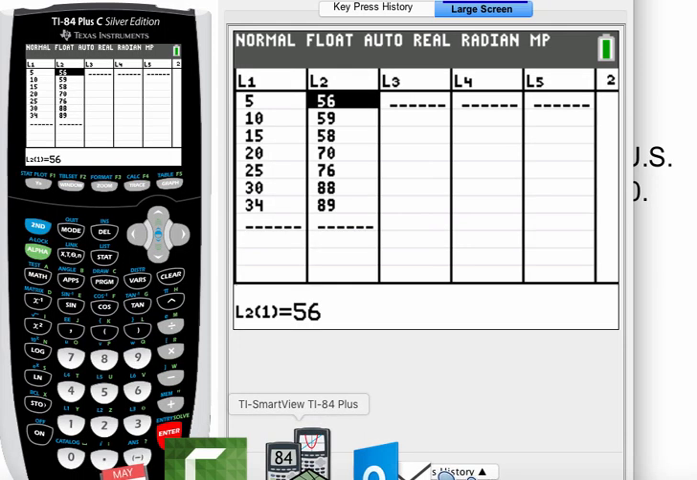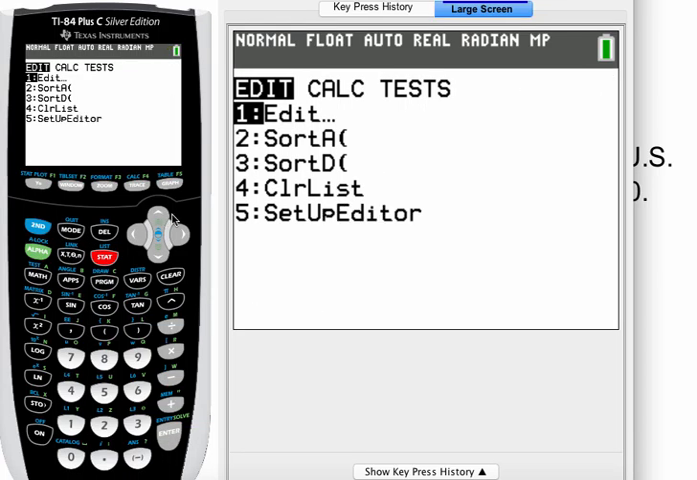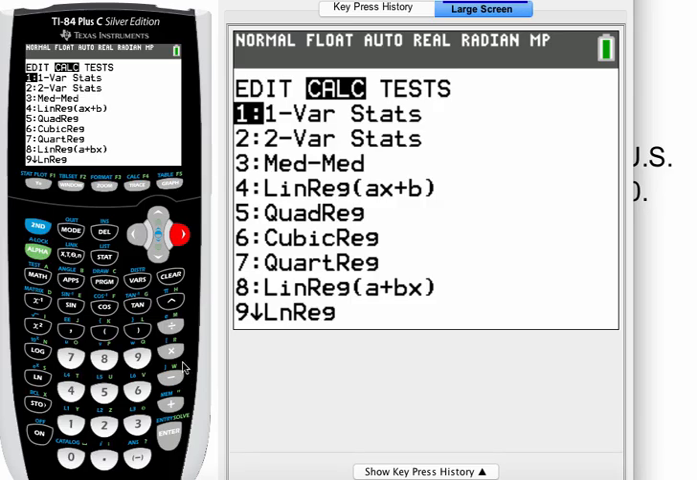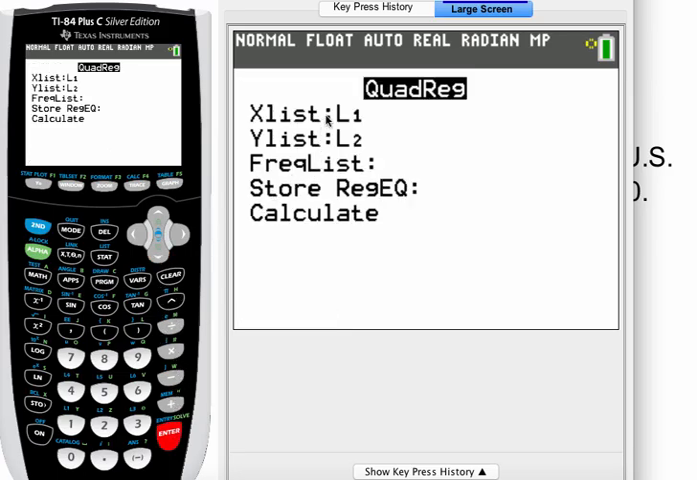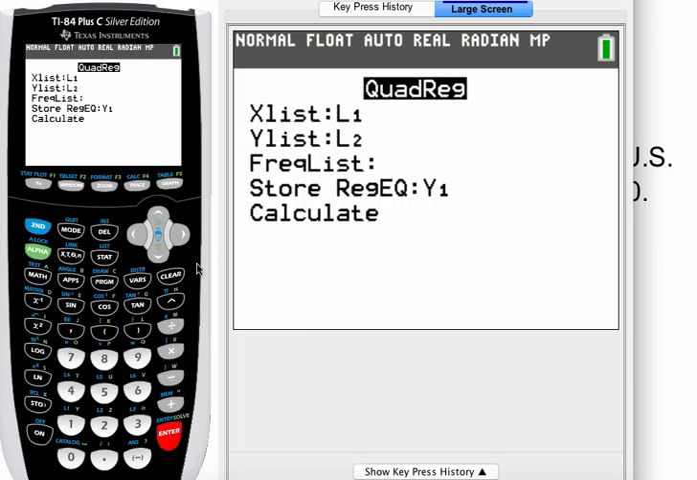We want to find f of t, where f is the capacity. To do that, we're going to do a quadratic regression. I'm going to go to Stat, Calc, and quadratic regression, which you see as option number 5. Like all the regressions, it's going to ask the same questions. What data do you want to do regression on? List 1, list 2. Where do you want to store the equation? We'll go to Vars, Y-Vars, Function, Y1 as always. Then we'll go ahead and calculate.